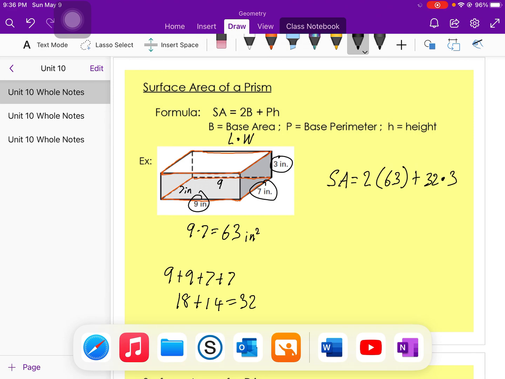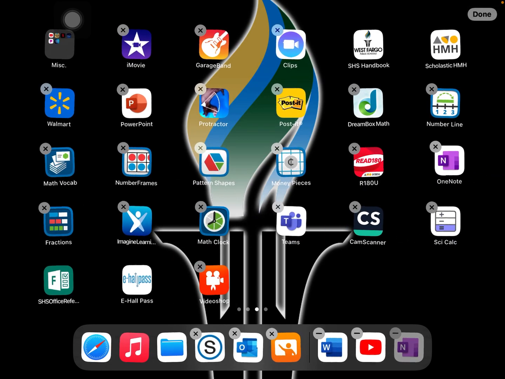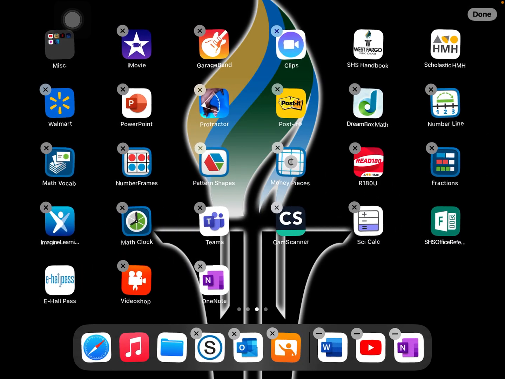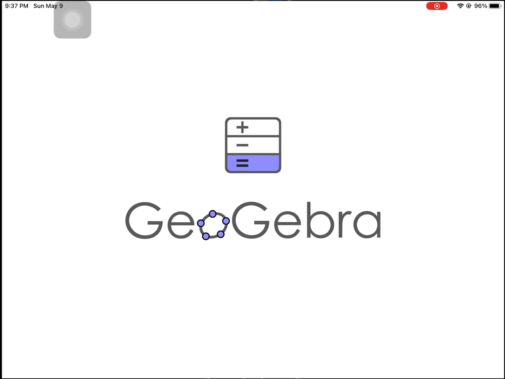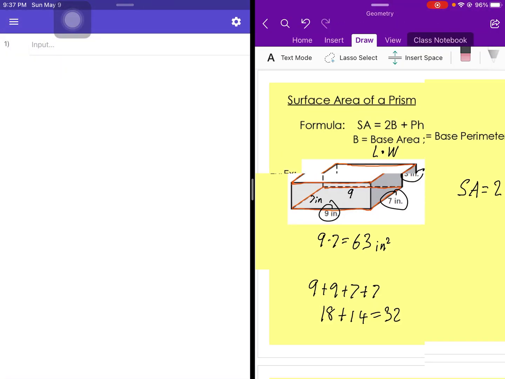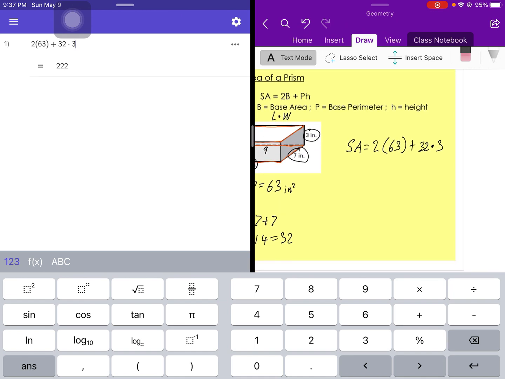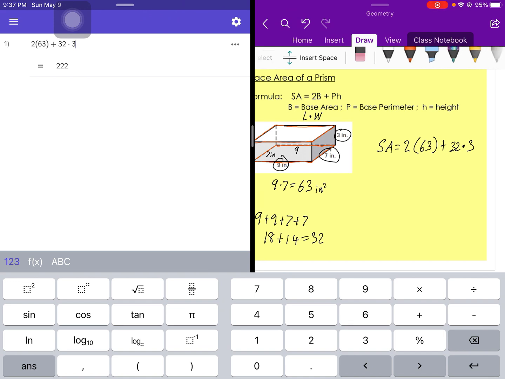So now when we type this in our calculator, we can do this all in one step, which is pretty nice. Let me split screen here. Okay, so then we have 2 times 63 plus 32 times 3. And we get 222, and that would be inches squared, because remember, we're still talking about area, even though it's surface area. So we're going to get 222 inches squared out of that.